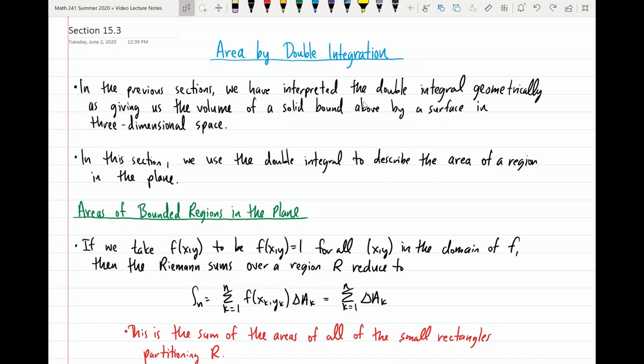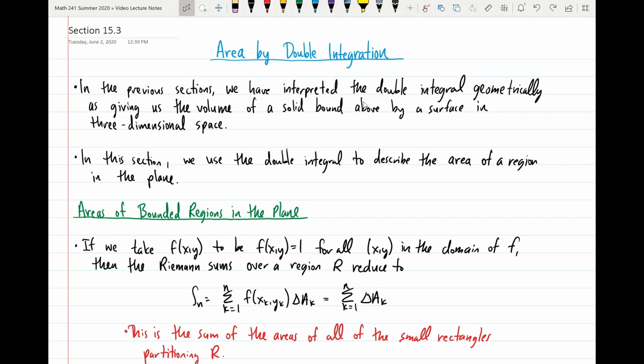Hello Calc 3 and welcome back to another video. In this video we will be covering section 15.3 on area, or I should say calculating area by double integration. I will say that this video is going to be shorter than most, probably 15 minutes or less, so hopefully that's refreshing to hear. So let's get started.